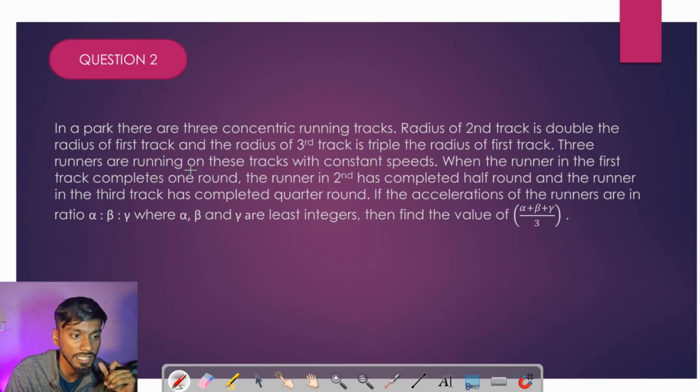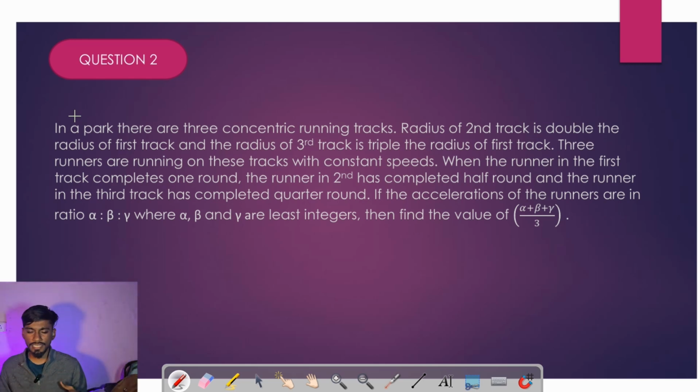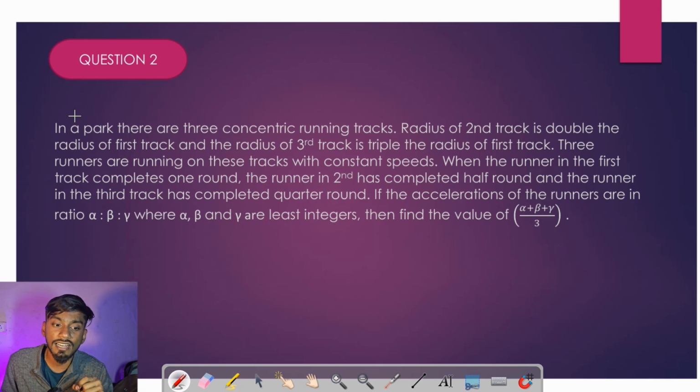So now let me change the color for your more clarity. Just see this. Yeah, this is also taken from one of the famous institutes, AITS, JEE Advanced. In a park, there are 3 concentric running tracks. Radius of second track is double the radius of first track, and the radius of third track is triple the radius of first track. 3 runners are running on these tracks with constant speed. When the runner in the first track completes one round, the runner in the second has completed half a round, and the runner in the third has completed a quarter round.